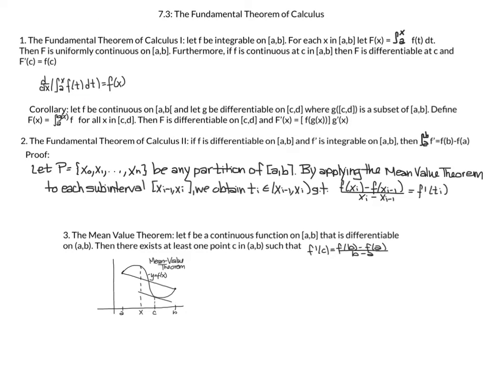We are going to start this proof as we did many proofs involving Riemann sums, and that is with a partition. We're going to let P equal a partition, x naught, x1 up to xn. It's a partition of [a, b].